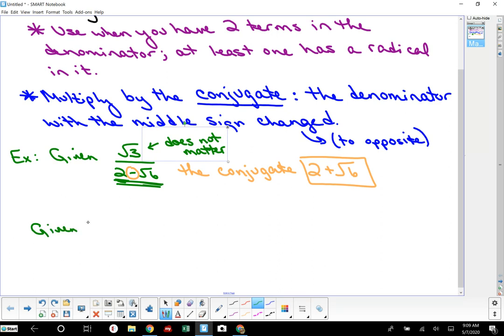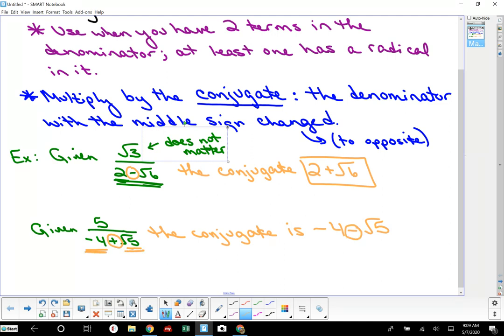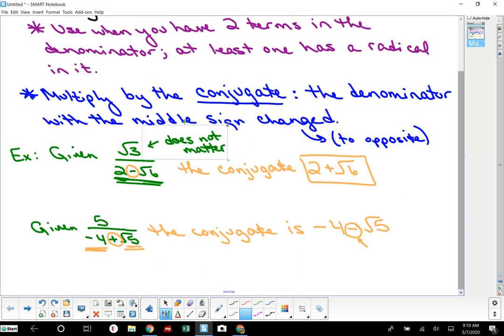Okay, here's another example. If you're given 5 over negative 4 plus radical 5, the conjugate is negative 4 minus radical 5. Again, the only thing that changes is this middle sign. Okay, the sign out front stays the same. The values of the numbers stay the same. The only thing that changes is that middle sign right there when you write the conjugate.